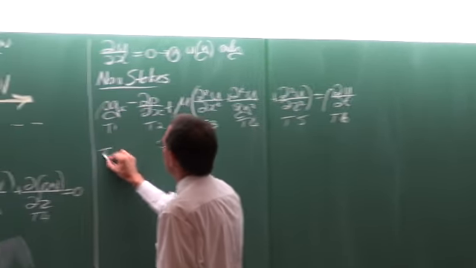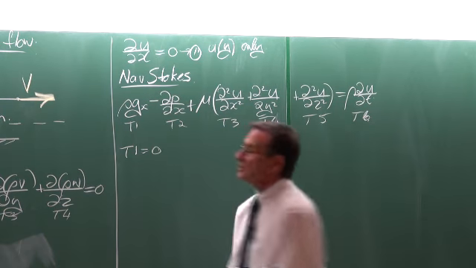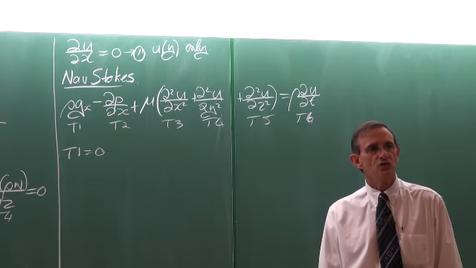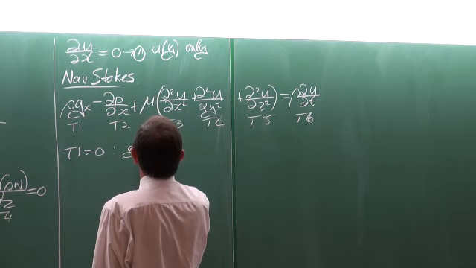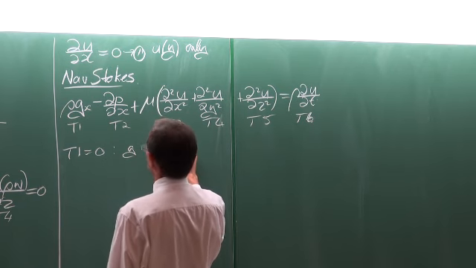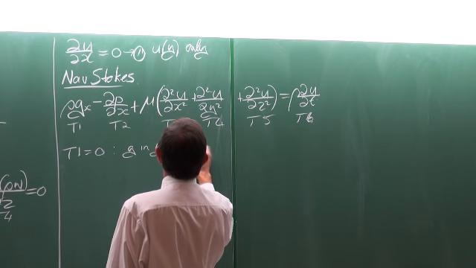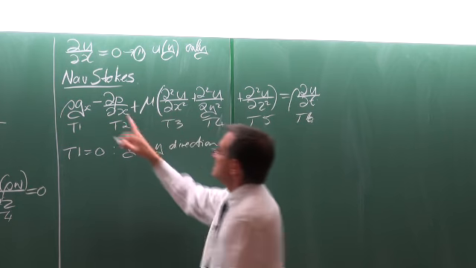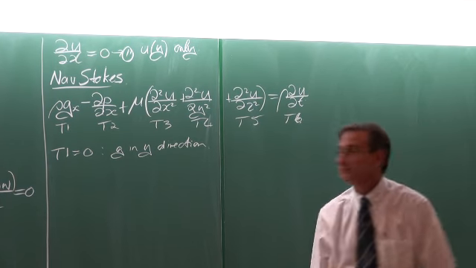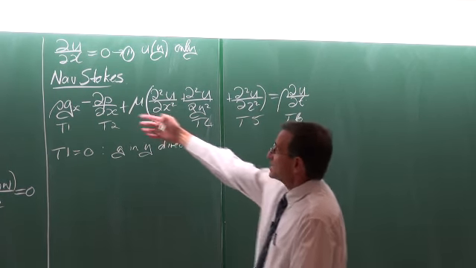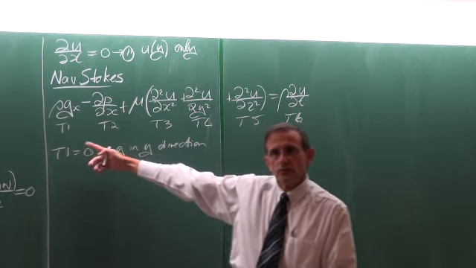Okay, term 1 we're going to say is equal to 0 because gravity is in the y direction. Take note, this is the Navier-Stokes equation in the x direction, not in the y direction. So in the next term it wouldn't be equal to 0.